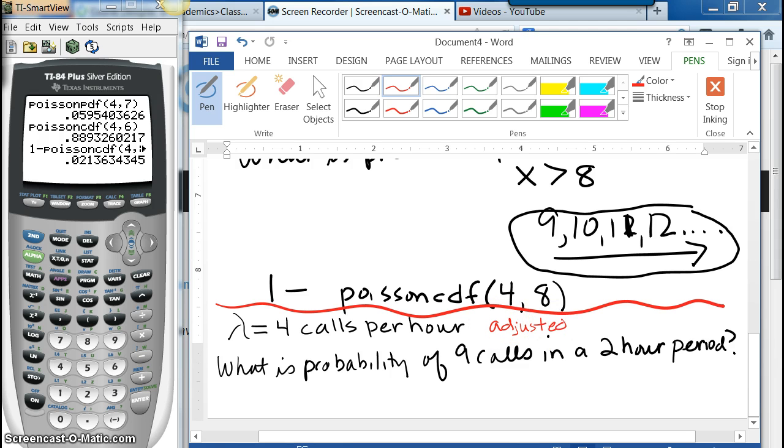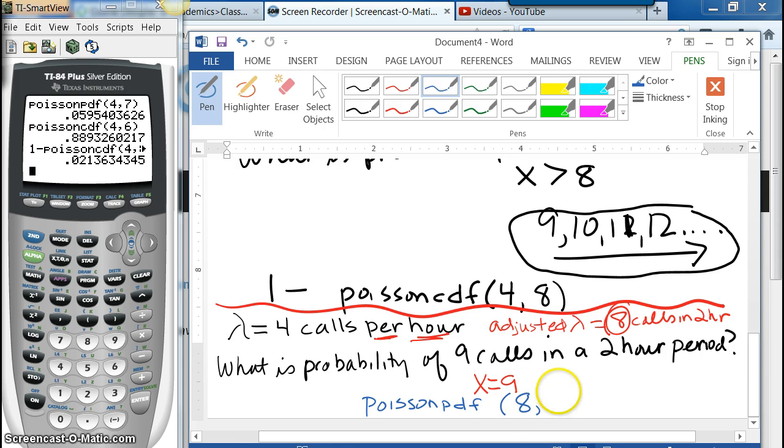So this is the adjusted lambda. If there's 4 calls every hour on average, then that would mean there would be 8 calls in a 2-hour period. And so we would use the 8 as the lambda in this question. So the x here would still be a 9, but the new adjusted lambda would be 8. And then you could go ahead and use your Poisson PDF on this one because it's asking about an exact amount. You'd put your new lambda here and the question number there.